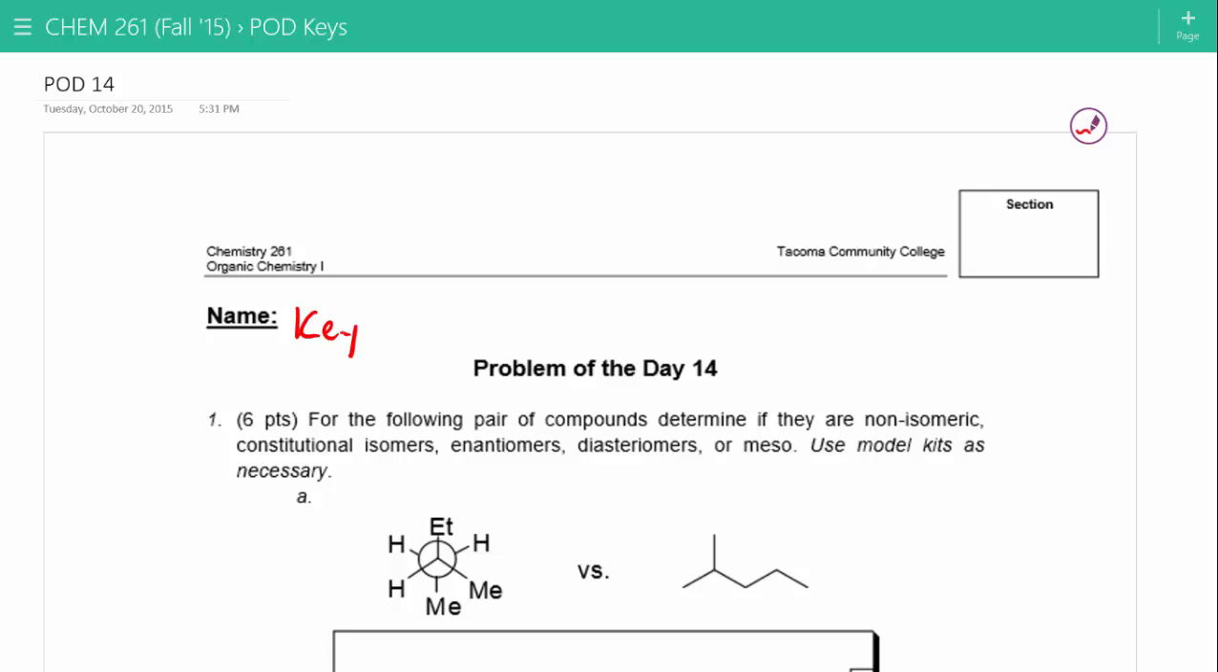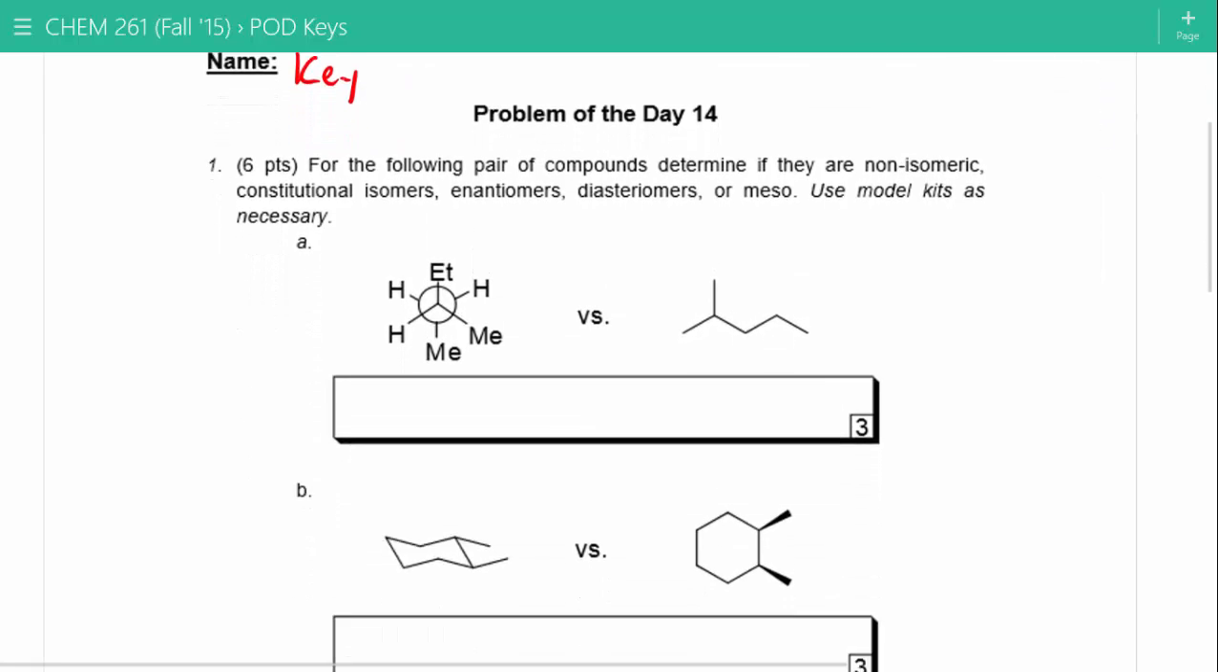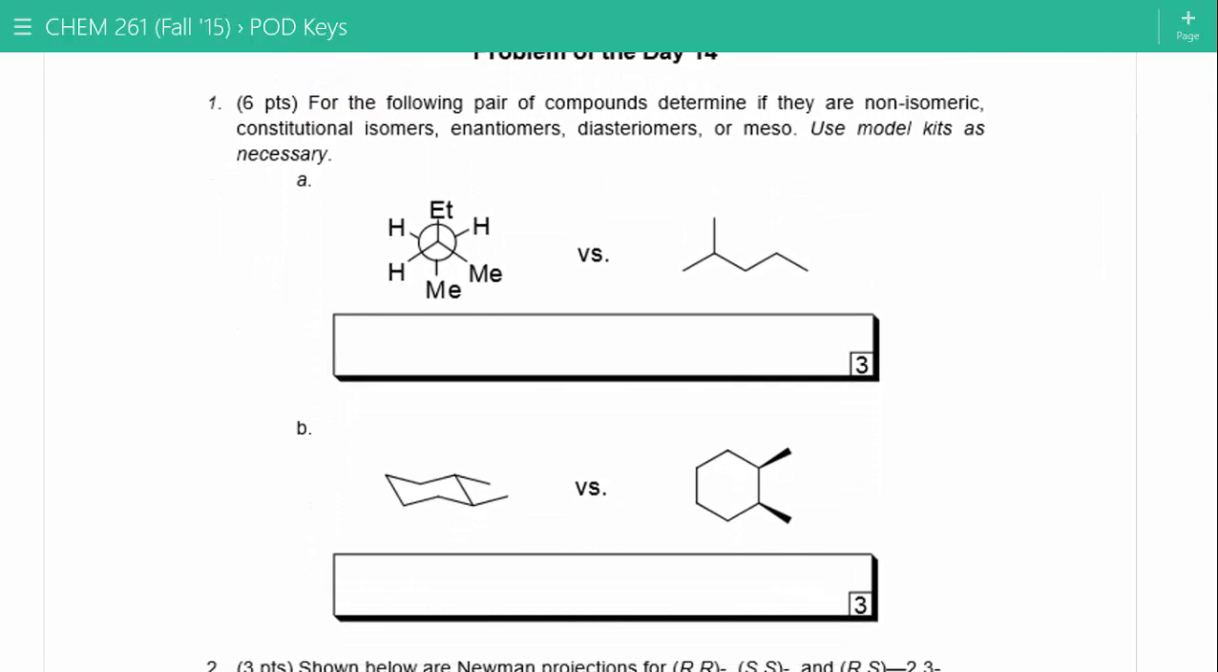All right, so the problem of the day last night was pretty tricky. I'm sure most of you guys saw that. So let's take a look at problem 1. Problem 1 asks you to compare a Newman projection to a bond line formula. So let's first try to compare apples to apples rather than apples to oranges, right?